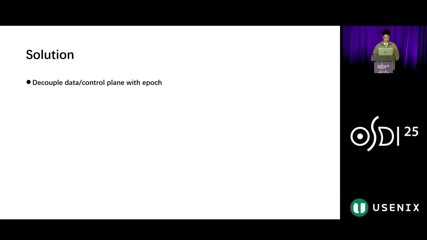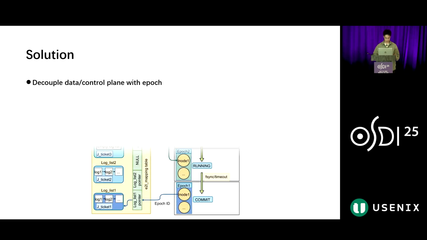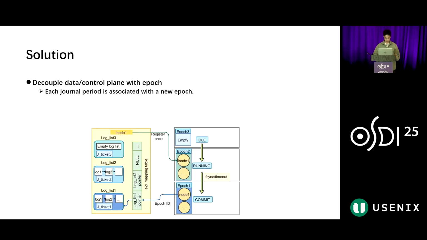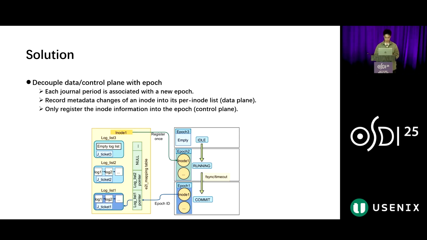And for our solution, we decouple the data and the control plane with epochs. As you can see, each journal period corresponds to one epoch. For the data plane, we embed the metadata changes as logging into the inode log list. And for the control plane, we only register the inode information to the epoch. In this way, when we transfer to the next journal period, there is no need to wait for the ongoing file operations on the data plane.